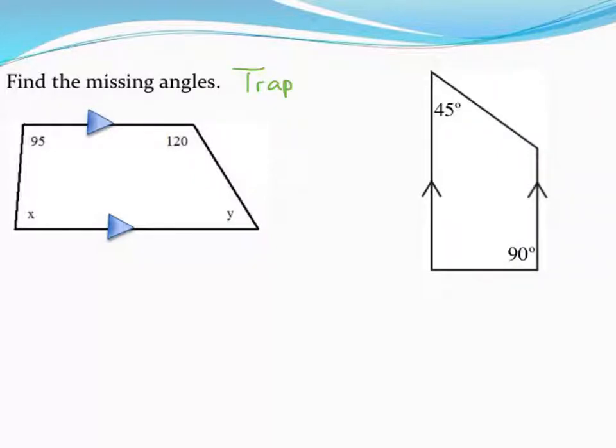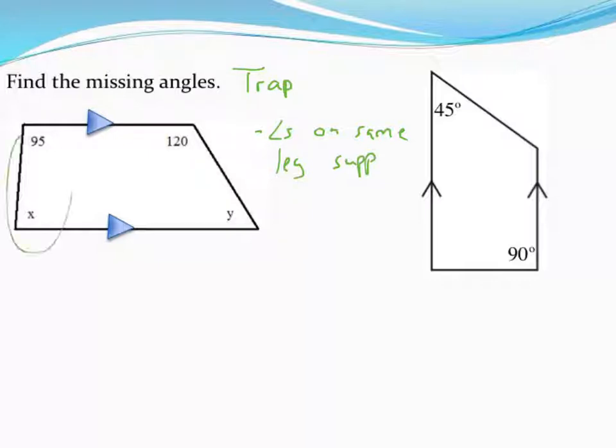Now, there's not much we know about trapezoids as far as properties go. In fact, the only property we're really going to use to help find missing angles is that angles on the same leg, meaning the two non-parallel sides, are going to be supplementary, meaning they'll add up to 180. That's the only real property we have for working with trapezoids.